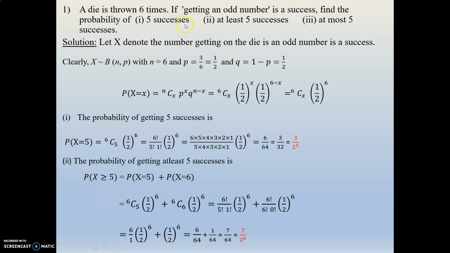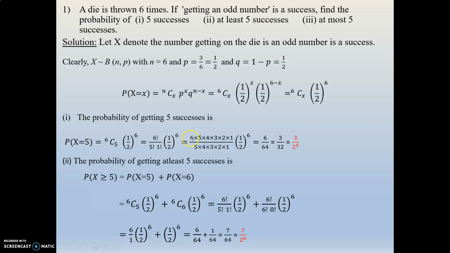There are 5 successes given; find the probability of getting 5 successes. Success means getting an odd number. So the probability of getting 5 successes is P of X equal to 5, that's equal to 6C5 into 1 upon 2 raised to 6, substituting 5 in place of x. The combination formula nCx is n factorial upon x factorial into n minus x factorial. So 6 factorial upon 5 factorial into 6 minus 5 factorial, that is 1 factorial, into 1 upon 2 raised to 6.